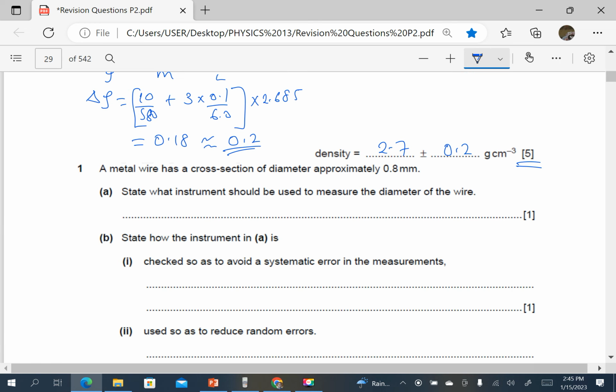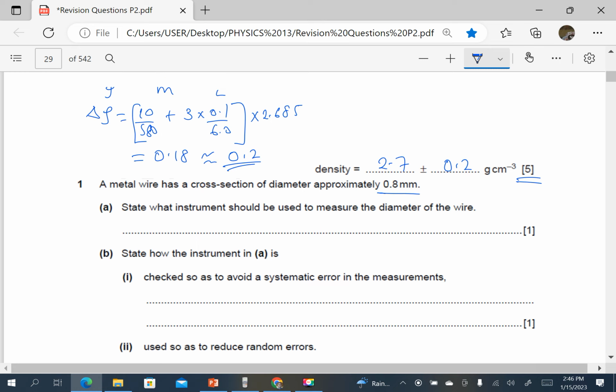A metal wire has a cross-section of diameter 0.8. That is a very small diameter. We can measure this using a micrometer screw gauge. You can also use a traveling microscope.